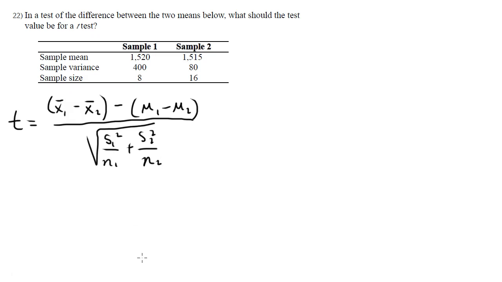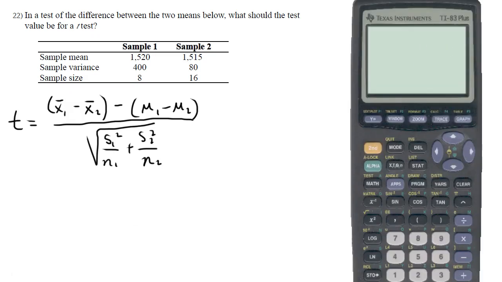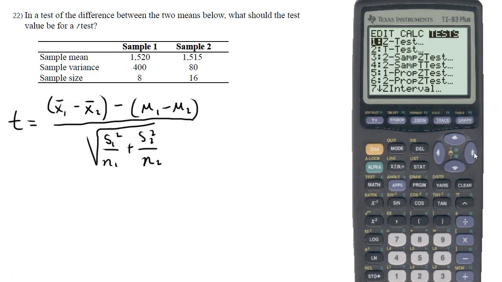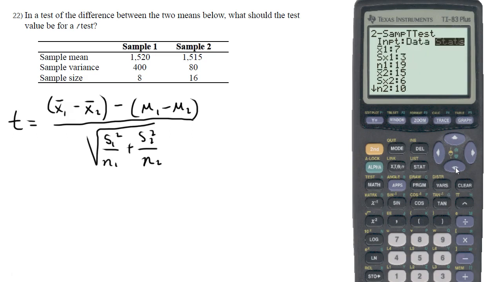Now you can do this in your calculator. I'll show it both ways. You can definitely do this in your calculator, right? Stat, again, go to test. This is a 2-sample t-test. Inputting those statistics, x1 bar, the first sample mean is 1520.